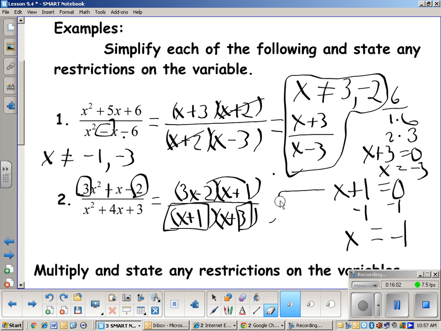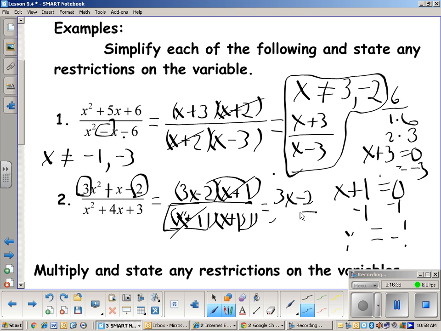All right. So now we can clearly see that this goes away, and this goes away. Because they are the same. And you know, we can only cross those out because we're multiplying, all right? If we had a binomial plus a binomial, then we couldn't do that. So it's only that we're multiplying. So then our final answer is over here. We've got 3x minus 2.